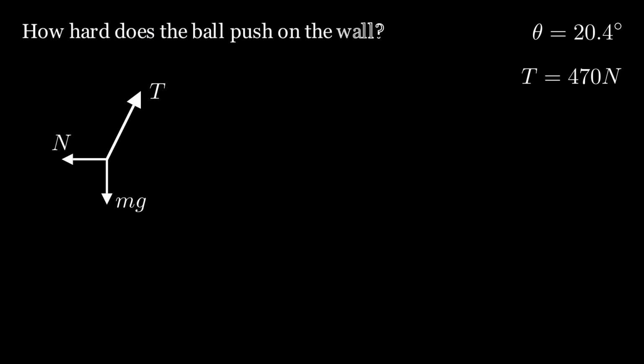There's a second part of this problem that asks, how hard does the ball push on the wall? And there's a trick to this one, and we just have to remember that the normal force is what represents the reaction of something pushing on something else, in this case the ball pushing on the wall. So the value of the normal force is our answer for this part. And we can solve for that quickly by just plugging in for theta and T, tension, which we have from the first part.